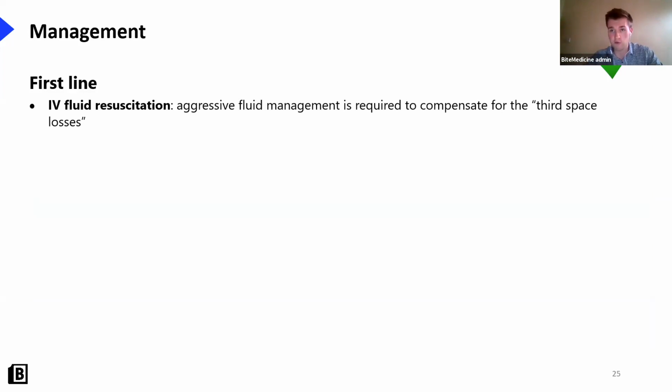They are at high risk of what we call third space losses. So essentially, due to the inflammatory response that occurs in pancreatitis, there's increased risk of vasodilatation, capillary leakage, and fluid moving into compartments where it shouldn't, for example the interstitial tissue, or the pleural spaces, or even into the lungs, or the gut. So to compensate for those losses, you need to aggressively manage with fluids.